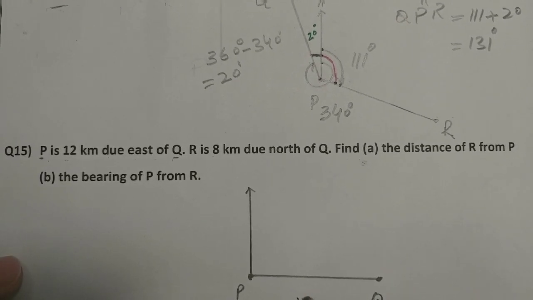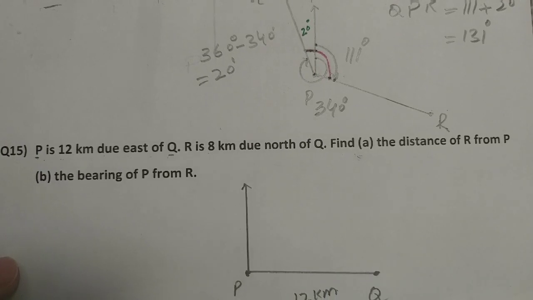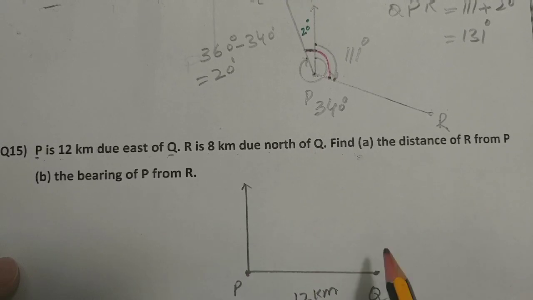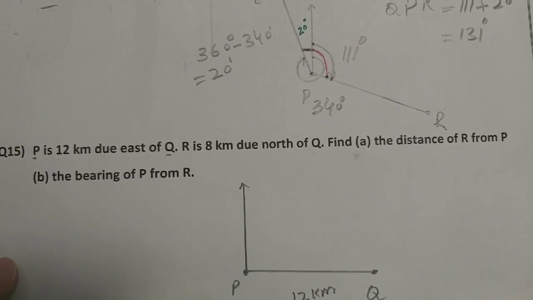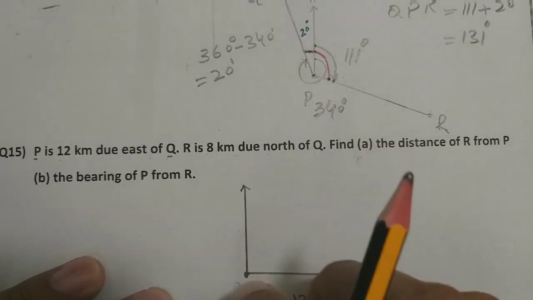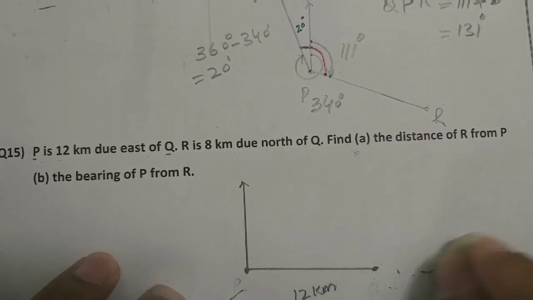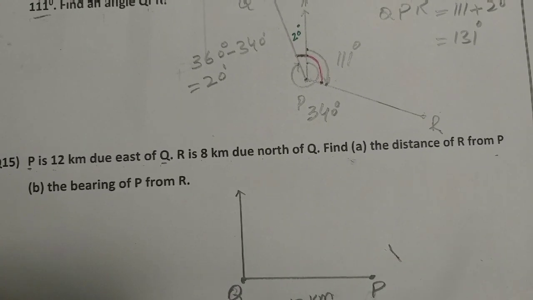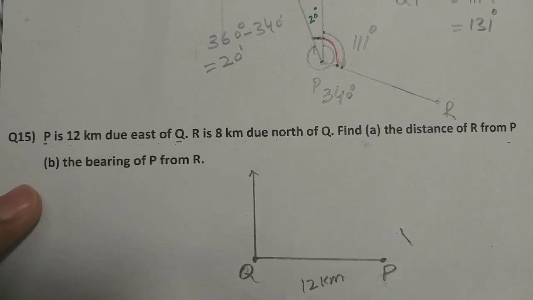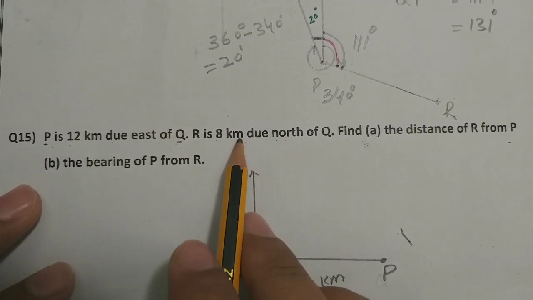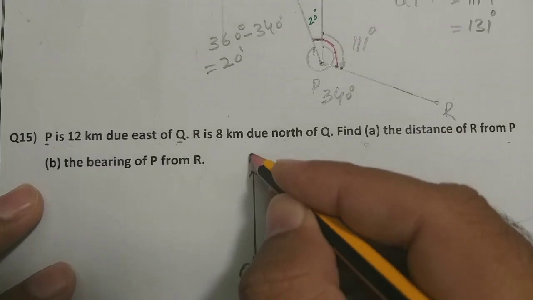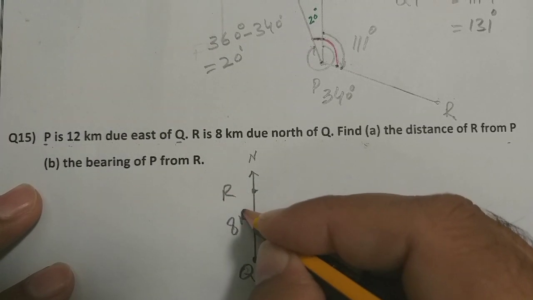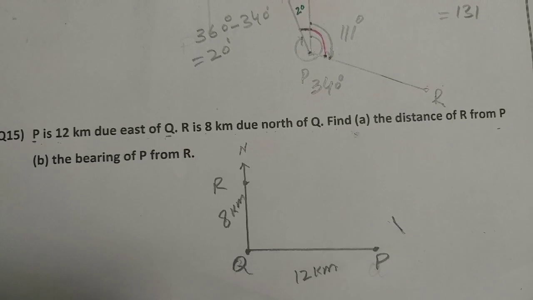So this is Q, which is 12 kilometers. Okay, now R is 8 kilometers due north of Q. Sorry, we have P due east. We mistakenly put the wrong one. This is Q, this is P, and P is 12 kilometers on east. Now R is 8 kilometers due north of Q. So this is the north line of that one. So somewhere R is here, which is 8 kilometers, and this is 12.